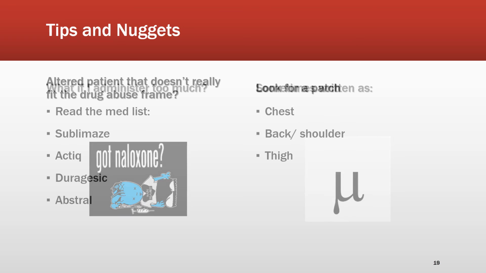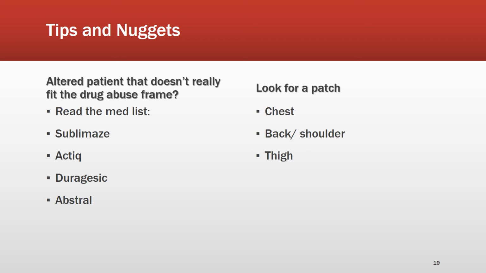So some other tips and nuggets. If you have a patient that's altered at home or in an extended care setting or skilled nursing, they're altered, you really can't figure out why. They really don't fit the framework of like a hardcore drug user or heroin overdose or whatever, and you really can't figure out what's going on. Read through their med list. Some of the things you might notice are Sublimaze, which has been DC'd in the U.S., but sometimes people hang on to their scripts for a couple of years and then they'll just use them for whatever.